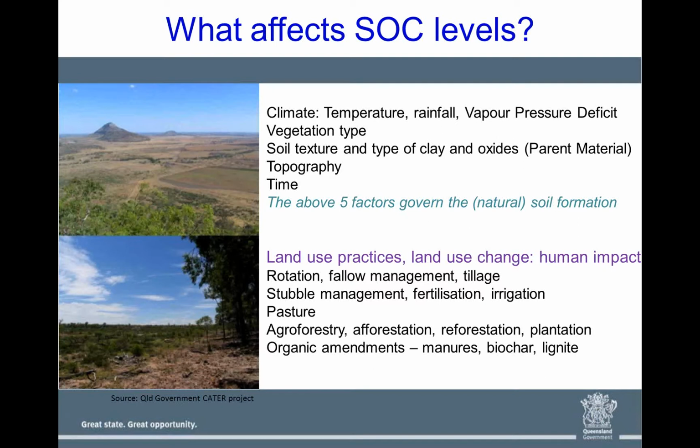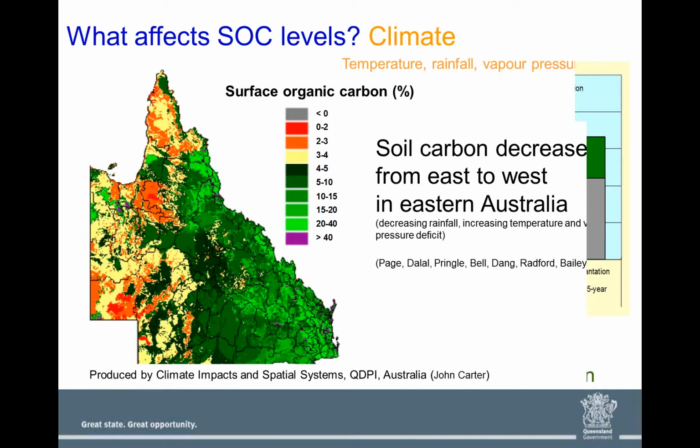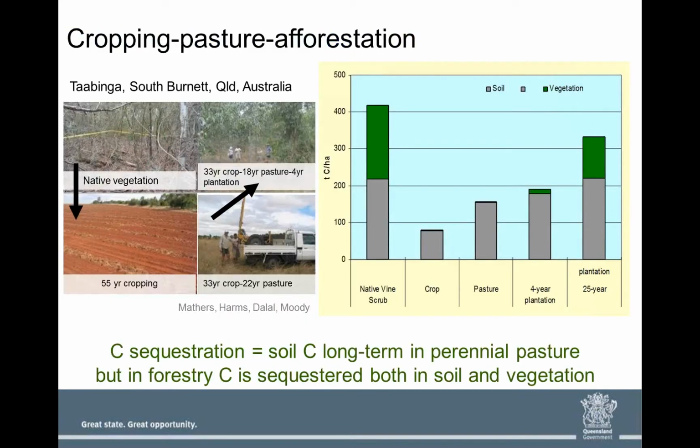Vapor pressure deficit means how effective the rainfall is. Like 400 millimeters rainfall in Longreach is not as effective as it is, for example, in eastern areas if you get that much rainfall, because the temperature is not that high and it doesn't evaporate water that quickly without going through the plants.